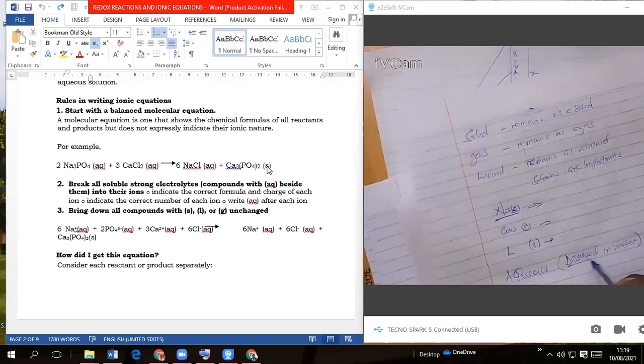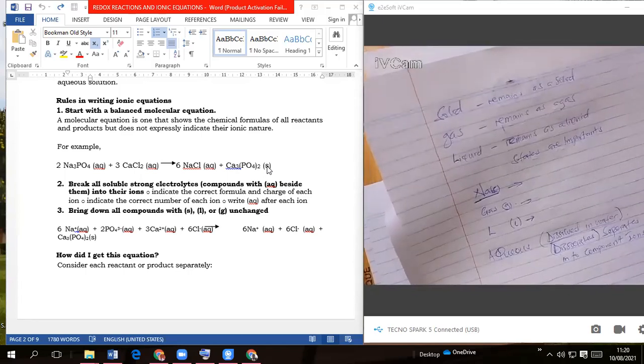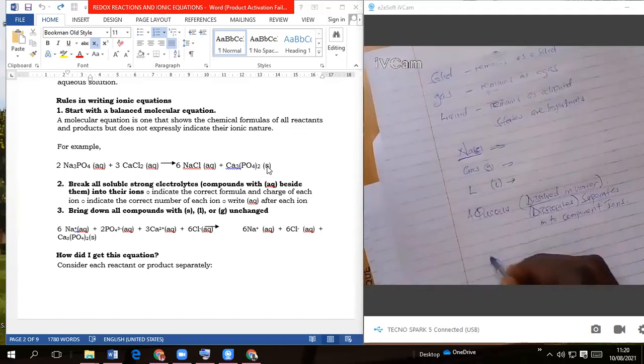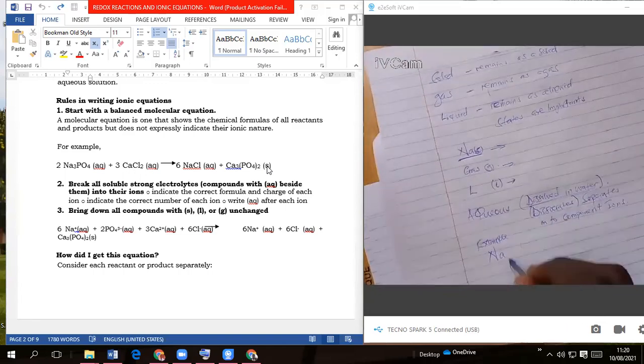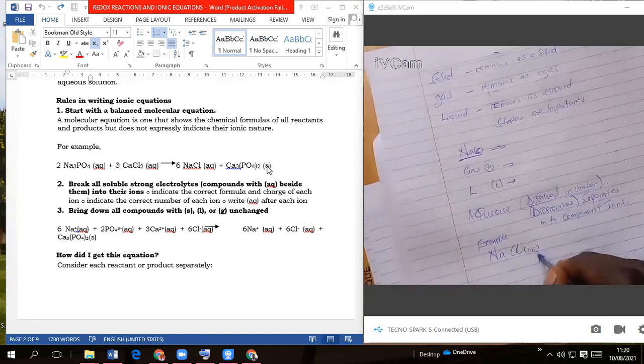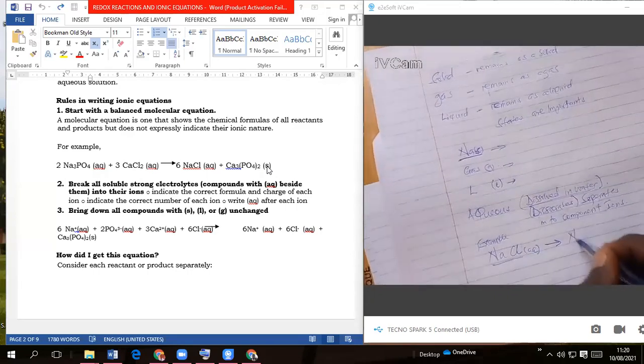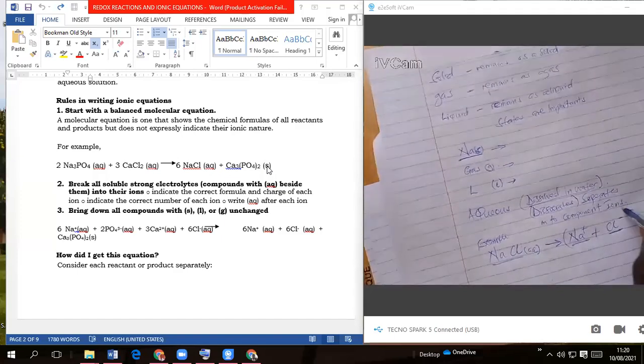So when something dissolves in water, it dissociates or separates into two component ions. An example is sodium chloride, aqueous. This one means there are two ions. Here we have sodium ions and then chloride ions. This is what dissociates, but not solids or liquids; they remain.